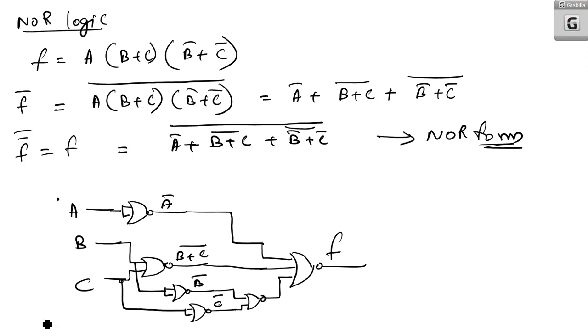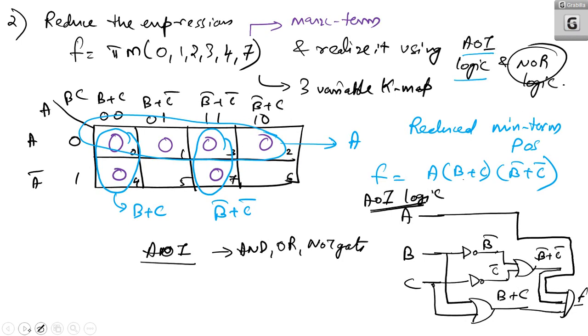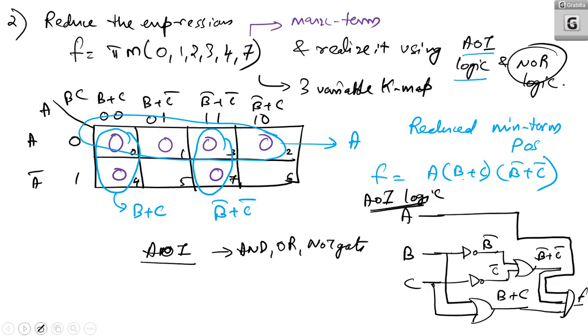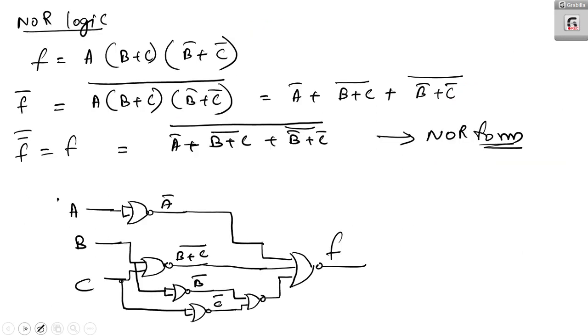So I think you have got the logic of how to realize the expression using NOR logic only, as well as AOI logic. So here what we have done is we have reduced the given expression using K-map and realized the minimized expression using AOI logic as well as NOR logic. Now coming to the third question.